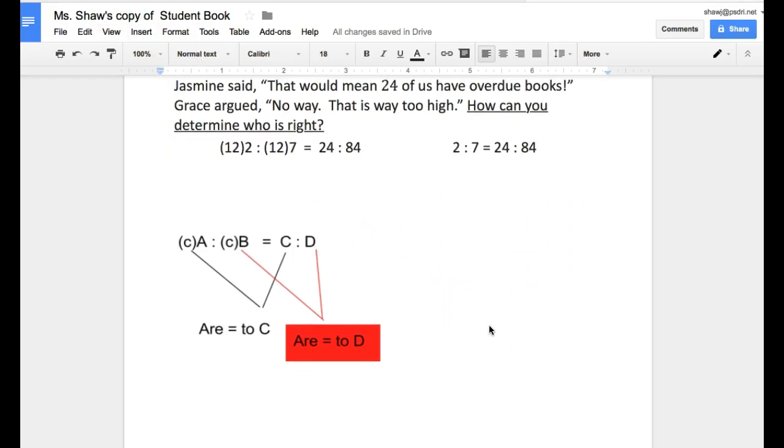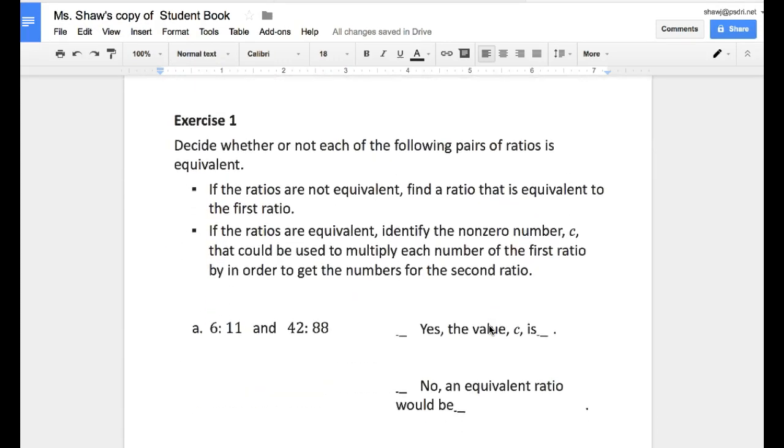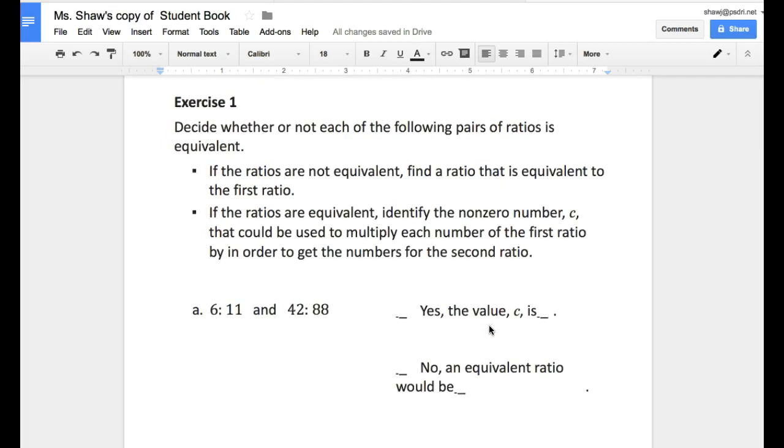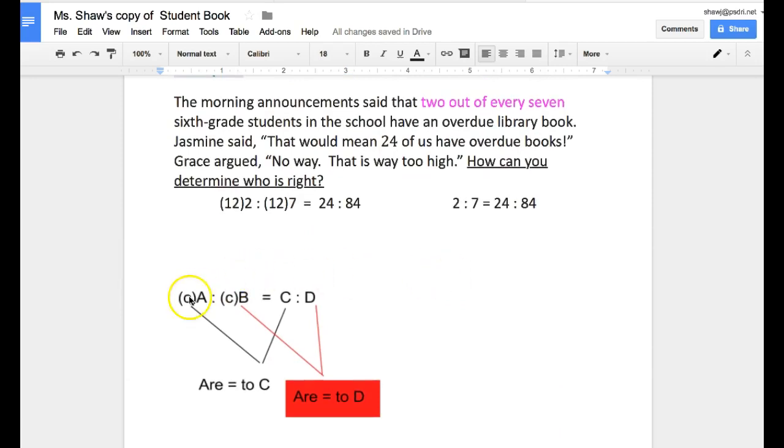Okay, with this information, let's move on now to exercise 1. In exercise 1, our job is to determine whether or not each of the following pairs of ratios is equivalent. If the ratios are not equivalent, we're supposed to find a ratio that is equivalent to the first ratio. Okay, if the ratios are equivalent, we have to identify the non-zero number, C. That would mean this number that's here that goes in parentheses.